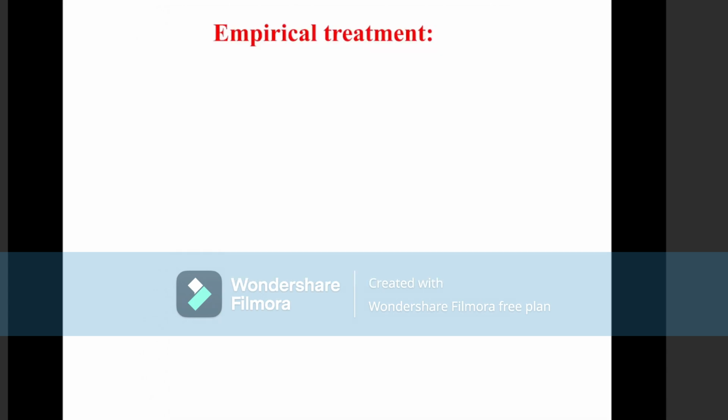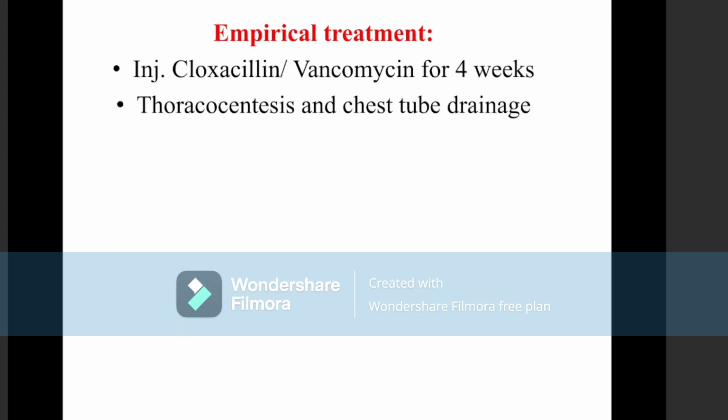Now comes the treatment of empyema thoracis. First, we start with cloxacillin, or if the case is present in India, then we start vancomycin. As I said, the most common organism causing empyema thoracis is Staphylococcus aureus, and we continue the treatment for 4 weeks. Along with this, we do thoracocentesis.